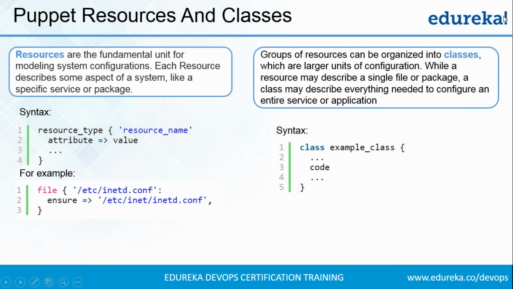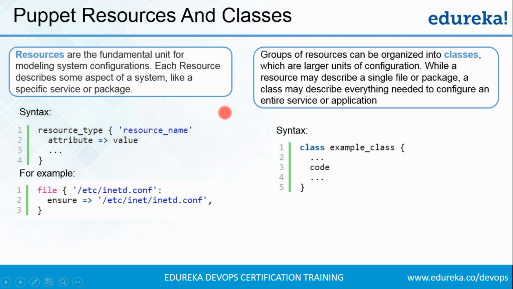Alright, so we have a question from Mayank. He's asking, can you specify what exactly the difference between a resource and a class is? Mayank, as I've told you earlier as well, a resource is basically anything like file, user, anything basically. Classes are nothing but a bundle of resources, alright? All those resources grouped together form a class. A resource describes a single file or a package, but a class describes everything needed to configure an entire service or an application. I hope this answers your question.